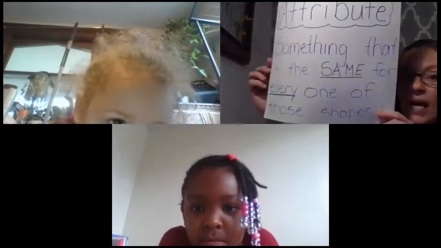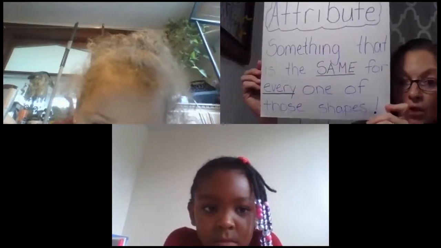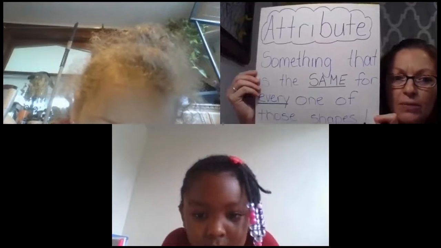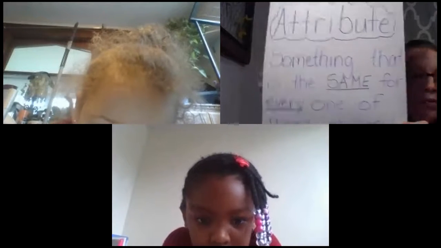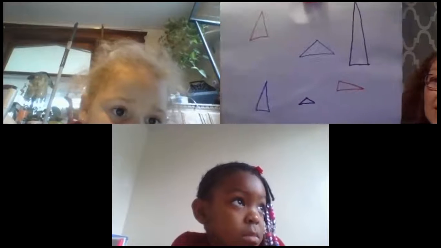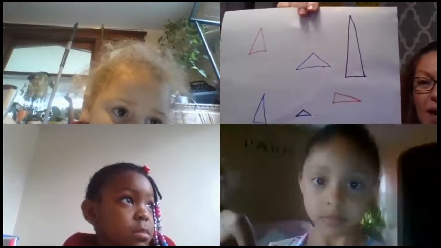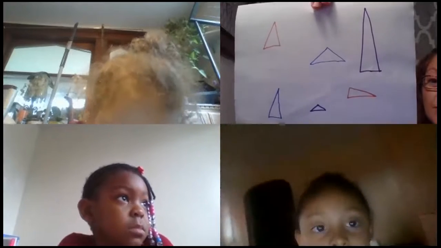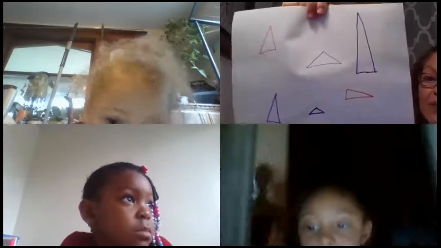Okay, so let's talk a little about attributes. Now, attributes are something that is the same for every one of those shapes. So, an attribute is something that's the same for every one of the shapes. So let's look at triangles. Is every triangle the same? Is every triangle the same size? No. So size isn't an attribute.